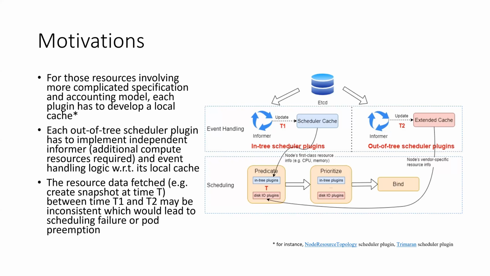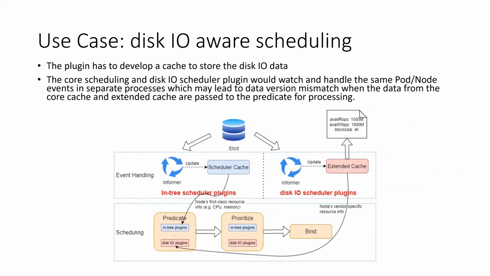We understand that it could also happen even without out-of-tree plugins. But still, I think if we can have one extended cache, extending the current scheduler cache, this will reduce the inconsistency probability. But the key point is not that. The key point is that each scheduler plugin has to re-implement a local cache and also the event handling logic. Okay, thanks for that comment.